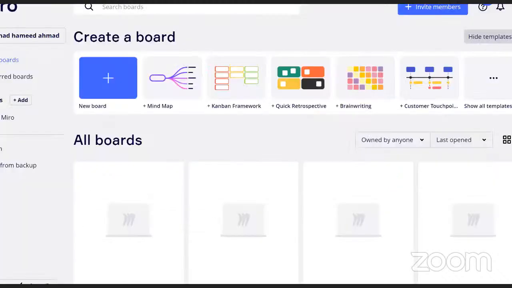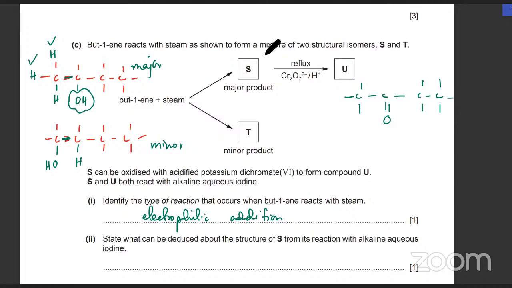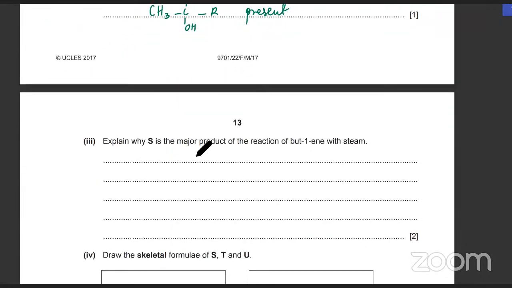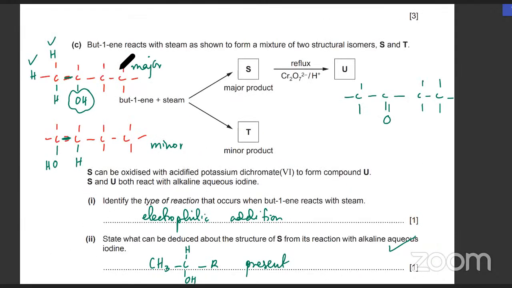So what does it prove? कि आपका जो S है, which is this one, it's got a CH3 with CHOH. तो आप इसमें बताओगे कि भाई इसके पास CH3 और CHOH वाला structure है. It is present because you're getting alkaline aqueous iodine, you're getting a positive iodoform test with it. They explain why S is the major product of the reaction with butanene with steam. So why is S the major product? Why do you have a major product in the first place?